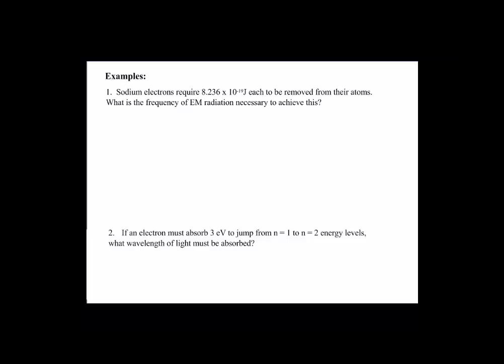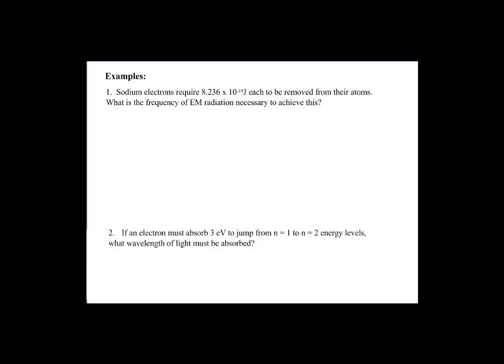Okay, let's look at some examples of how we would use this information. If we look at the first one, we have sodium electrons, and they need a certain amount of energy to be removed from their atoms. That means they're taken from a particular energy level and just ripped right off the atom, ionizing the sodium. We want to know the frequency of electromagnetic radiation that is necessary to do this.